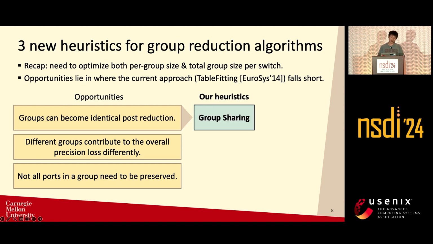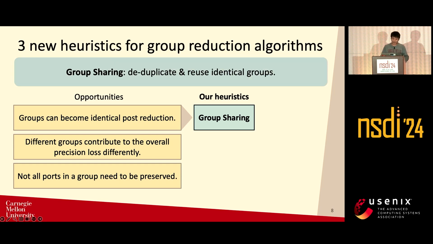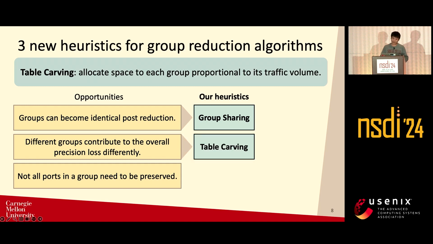So all of these opportunities lead to three heuristics that we propose. One is called group sharing. The idea is because groups can become identical after reduction, it makes sense to deduplicate them and reuse just one. And the next heuristic is called table carving.